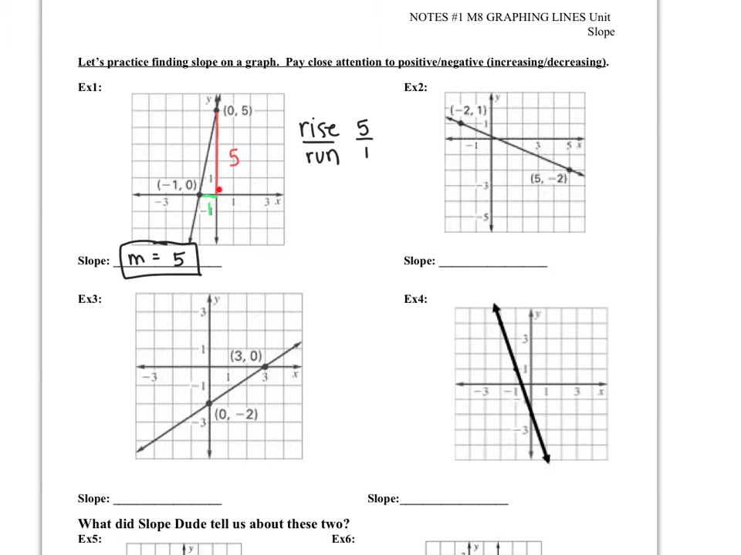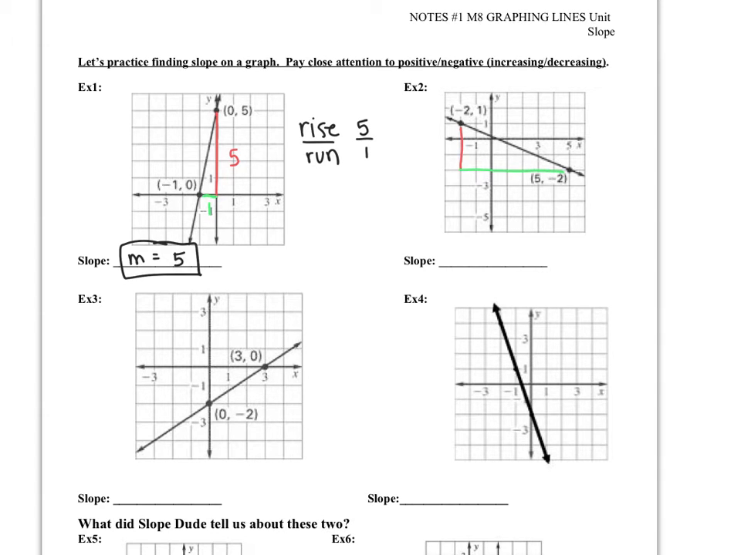Notice when I counted my rise and run, I didn't worry about if I was moving up or down or left or right. I just counted my boxes. 1, 2, 3, 4, 5. Or I could have gone this way. 1, 2, 3, 4, 5. I didn't really pay attention to the sign of my slope until I was done and looked to see if it was increasing or decreasing. Let's look at the next example. So on example 2, I'm going to connect my 2 points vertically and horizontally.